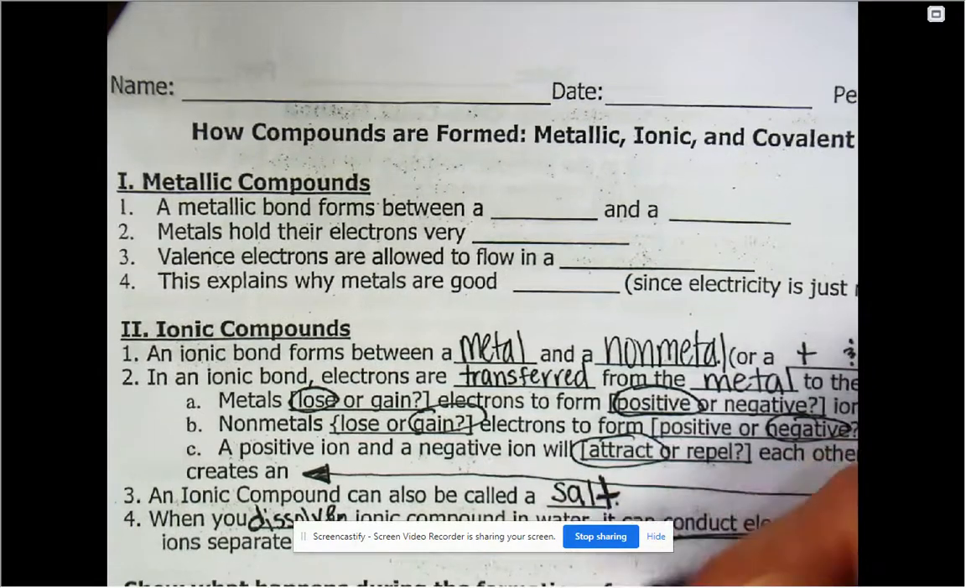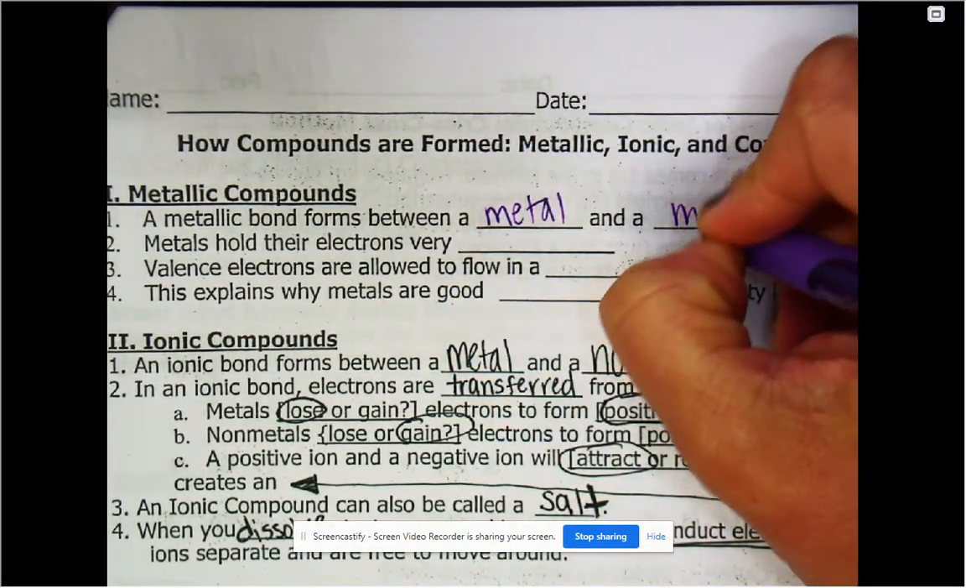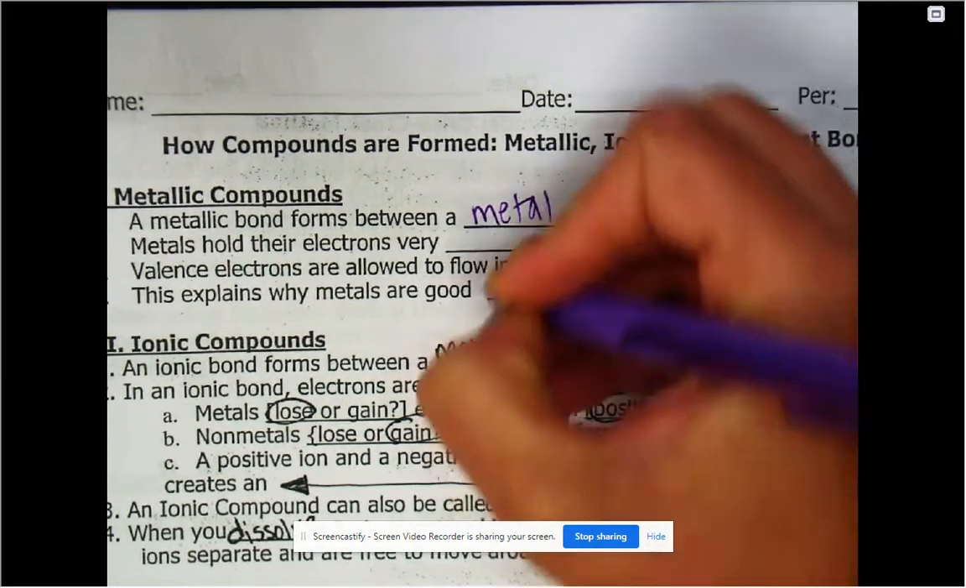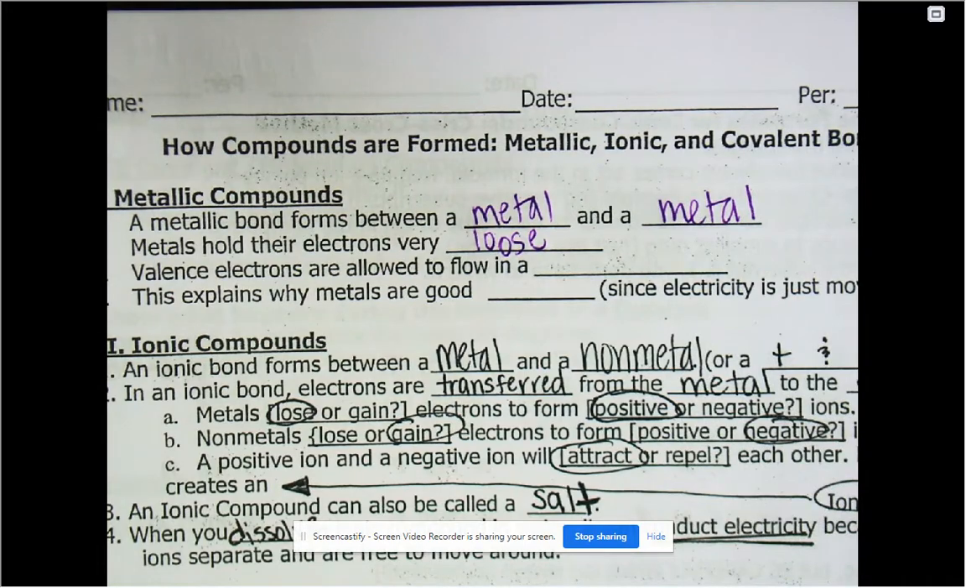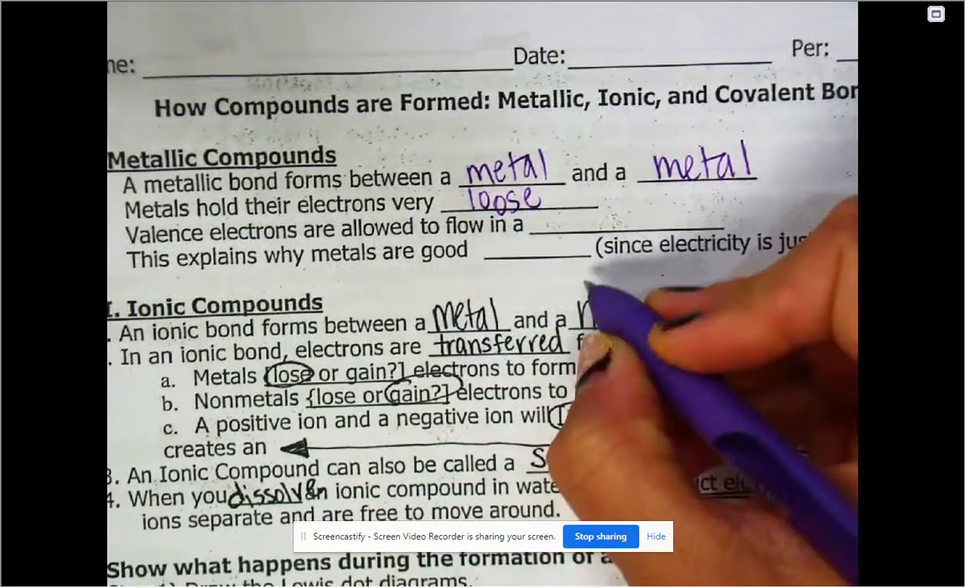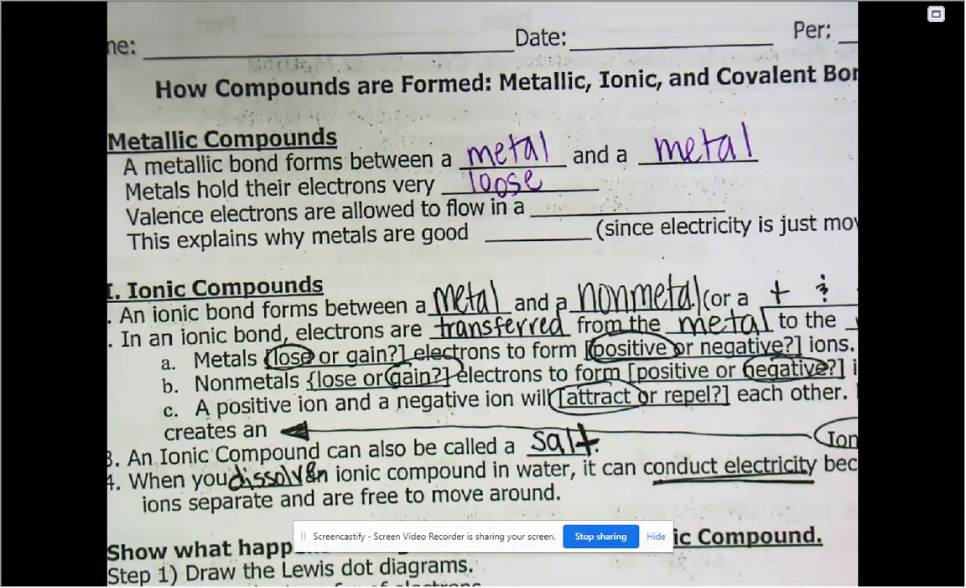All right, let's write these in real fast. So a metallic bond forms between a metal and another metal. Metals hold their electrons very loose. Valence electrons are allowed to flow in a, what are we going to put right there? What did we put on the very first page to always remember about metallic bonding?